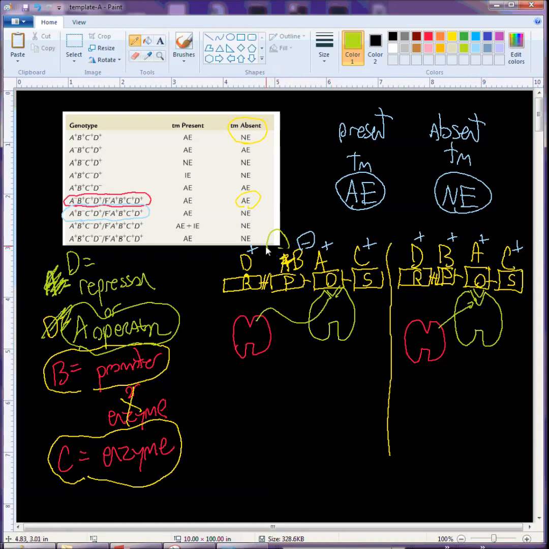RNA polymerase cannot bind to this promoter anyway, so it's not going to bind there, and this isn't going to be transcribed. RNA polymerase can bind to this promoter here because the promoter is wild type, but it's going to be blocked, and no enzyme is going to be made, and that's what we saw up here. Okay, so far our model is completely consistent with all of the data. So we just need to check one or two more.